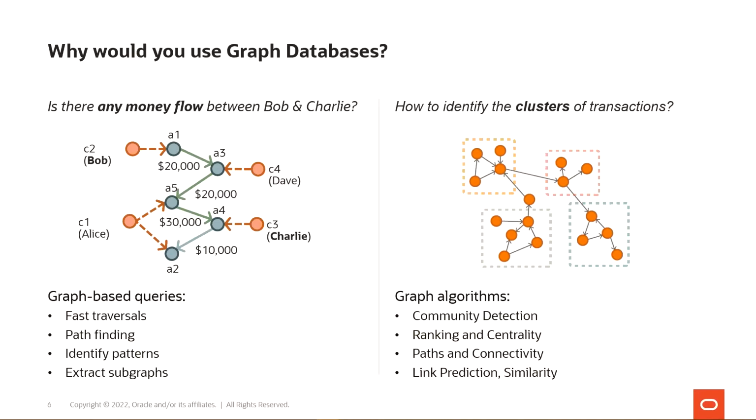You can do path finding using the graph model, or very fast traverse the graph, since you have the relationships between the different nodes explicitly stored, and you can follow them.